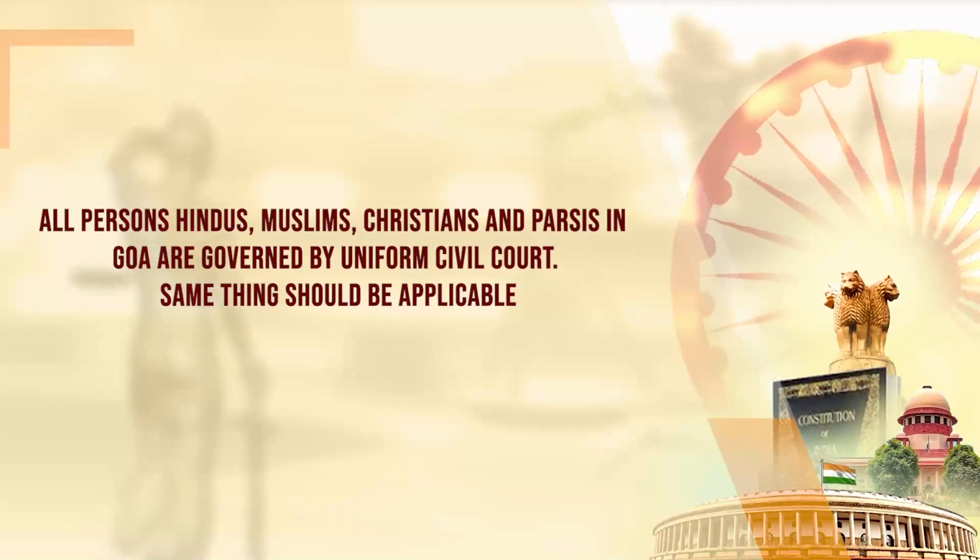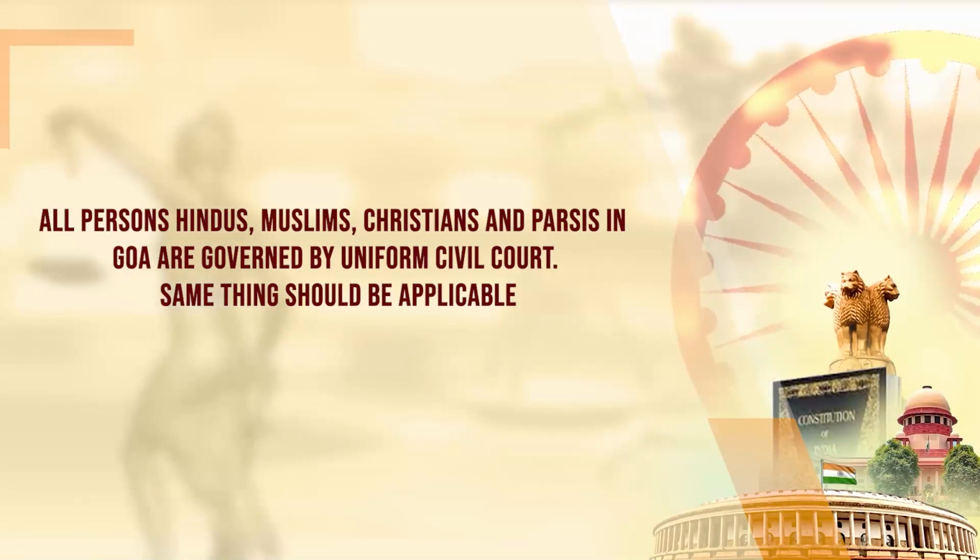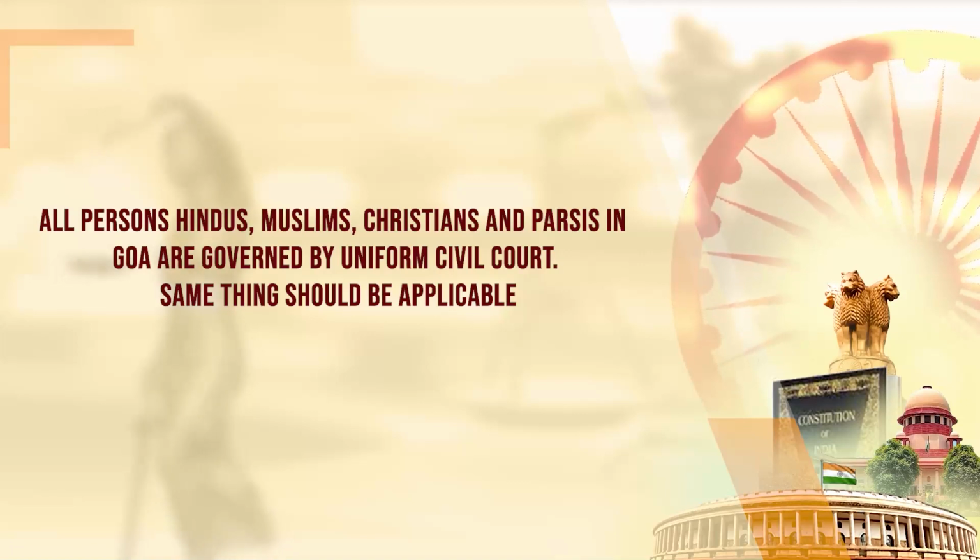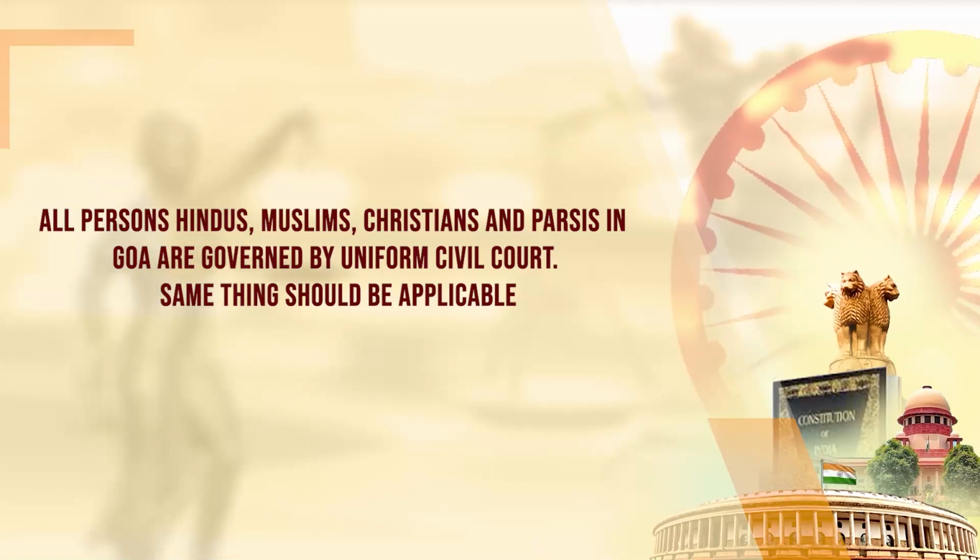which does not in any way violate the core part of religion of any religious community or any essential religious practice of any religious community. We have a state, Goa, where there is a uniform civil code. All persons belonging to Goa, Hindus, Muslims, Christians and Parsis, are governed by the uniform civil code. In the same way, the same thing should be applicable. Time has come, keeping in view the mandate of the directive principle of state policy, Article 44 of the Constitution of India, that we must have a uniform civil code which does not in any way violate anyone's religion, core part of religion or essential religious practice of religion.